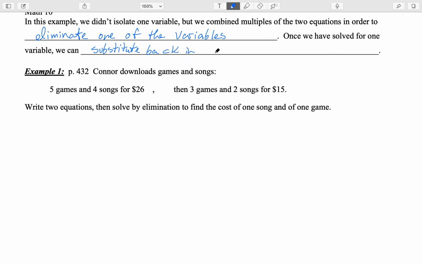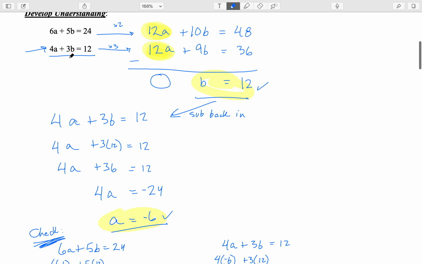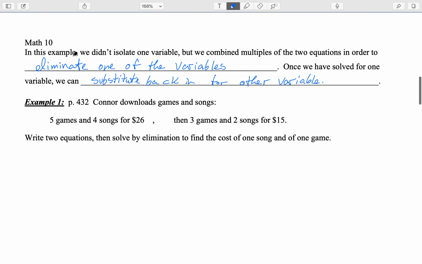So back in for the other variable. For the other, I'm no good at writing with this thing, other variable. Yeah, so once you figure out one, then just plug back in. And you know what? It'll work in any equation. Go for the easiest one. Go for the smallest numbers. It'll make your life easier.